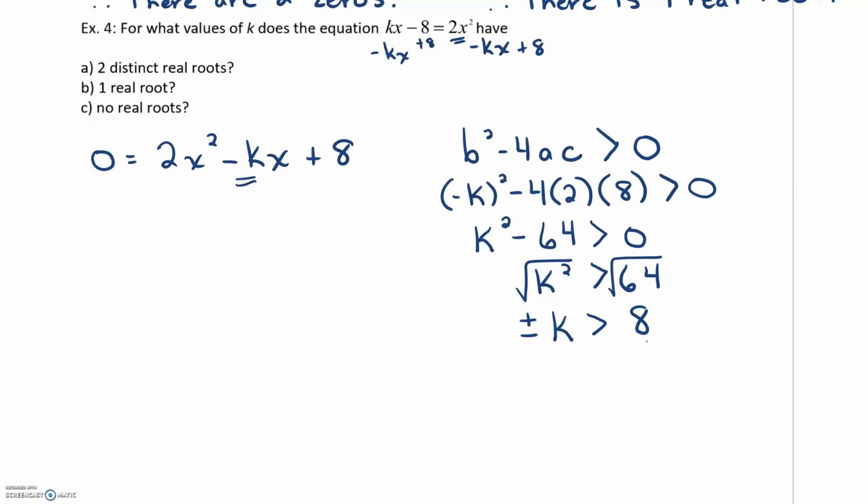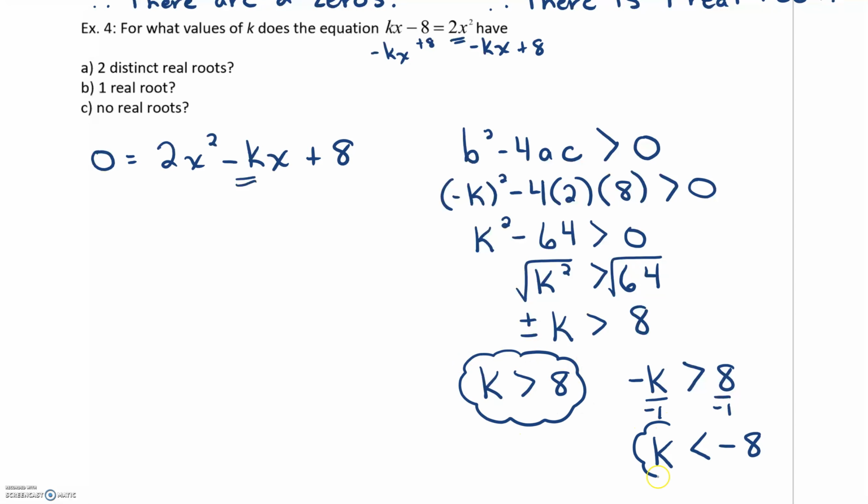Now in this case, because you're solving an inequality, you have 2 expressions. k is greater than 8, or negative k is greater than 8. And you don't really want a negative k value, so what you do is you divide both by negative 1. But when you do that, you have to change the sign at the same time. So k is either greater than 8 or k is less than negative 8. Those are the 2 solutions for question A.